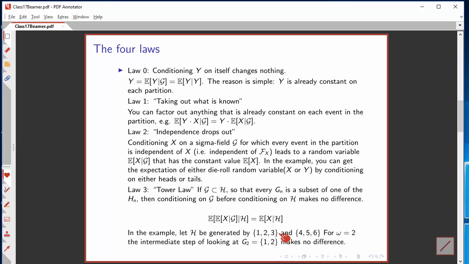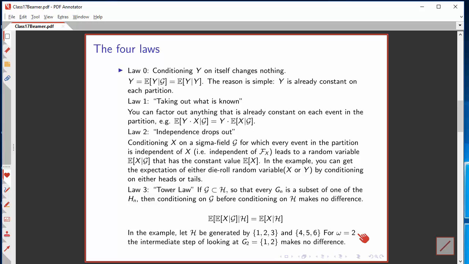As a concrete example of this simple-minded but difficult to understand rule, suppose that the sigma field H is generated by {1, 2, 3} and {4, 5, 6}. To get G, of course, we will split up {4, 5, 6} into two events, one of them being {4, 5}, and the other being {6}. Let's suppose that omega equals 2. Now that's a little imprecise. I should say omega equals, for example, 2 combined with heads on the coin.